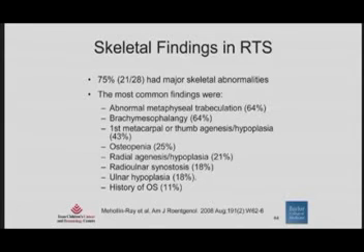So in order to answer this question, we conducted a study of 28 patients with RTS, and they all had skeletal surveys to examine their bones. And what we found was that 75% had major skeletal abnormalities that could be seen by X-ray. The most common findings are listed here, and I will go through these in the subsequent slides.